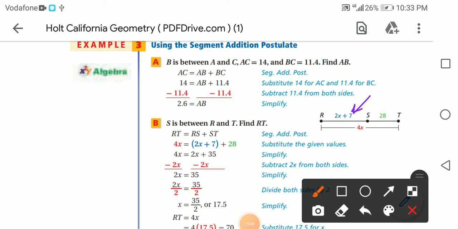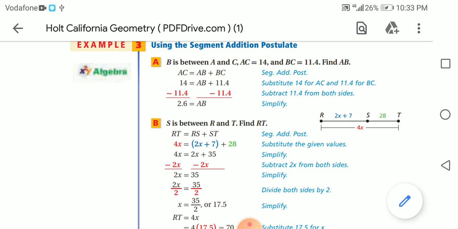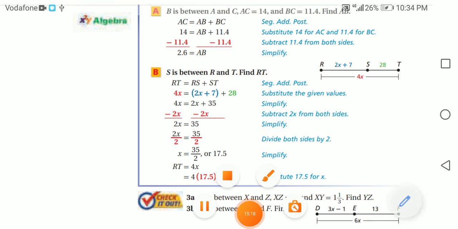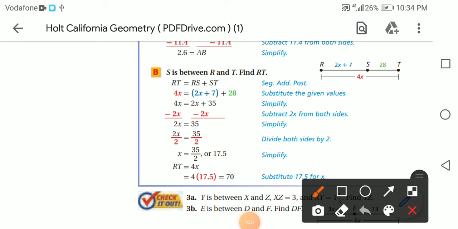So when I say here 2x plus 7, so okay, here I will say, as you see, the whole one, RT equals what? RT, from the point R to the point T, is 4x, right? And for the two parts, the first part RS equals 2x plus 7, it's given, and in the second part I have 28 in green color, so plus 28. So 4x equals 2x plus 7 plus 28.